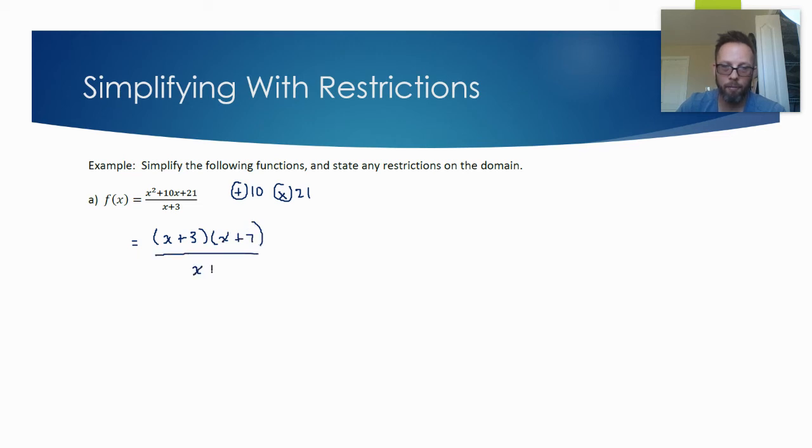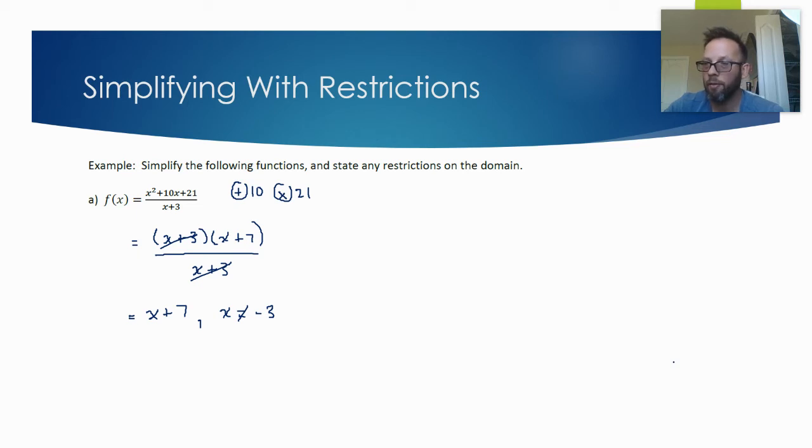On the bottom, we have x plus 3. And we can now divide those, and we get x plus 7. But guys, that division would only work if x wasn't equal to minus 3. Because if it was minus 3, it'd be 0 over 0. And you can see, too, that if you plugged in minus 3 up here, you get 0 on the bottom. So this is an example of how we would simplify a rational function.